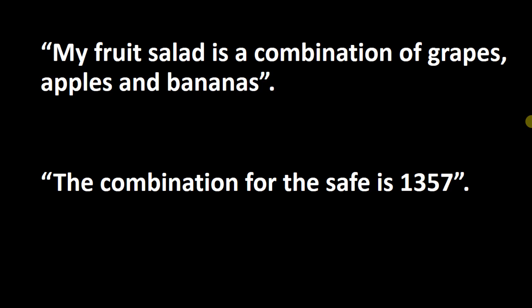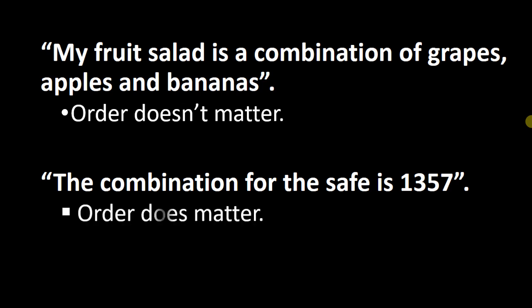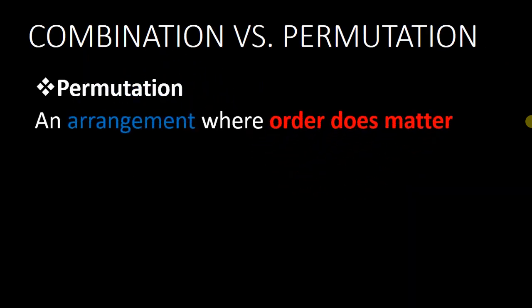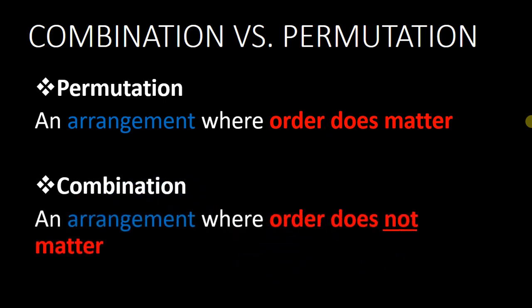So, sa una, order doesn't matter. Dun sa pangalawa, the combination for the safe is 1, 3, 5, 7. So, kung ang nilagay mong combination ay 7, 5, 3, 1, mabubuksan kaya yung safe? So, hindi yun. Kaya sa pangalawa, order does matter. Sa permutation, an arrangement or order does matter. And sa combination, an arrangement or order does not matter.